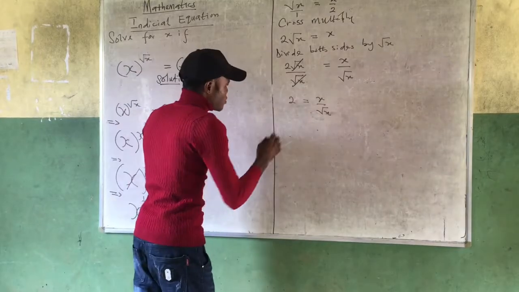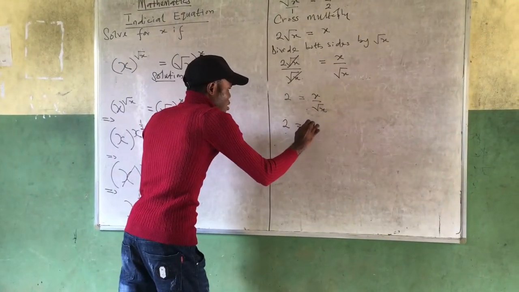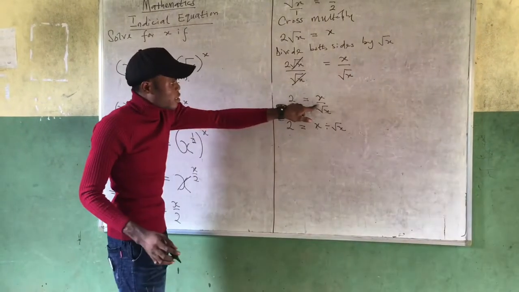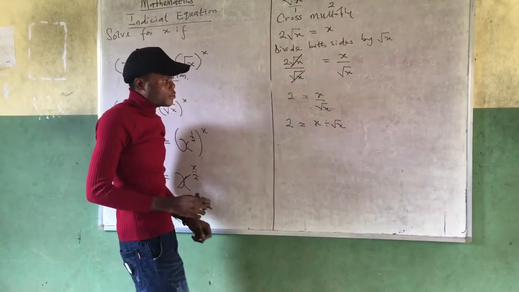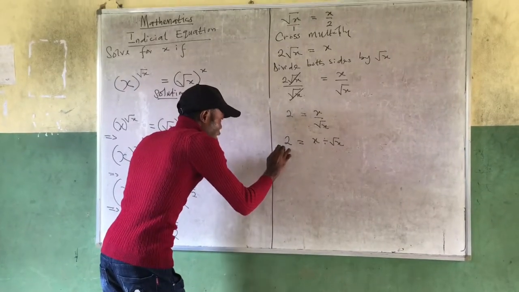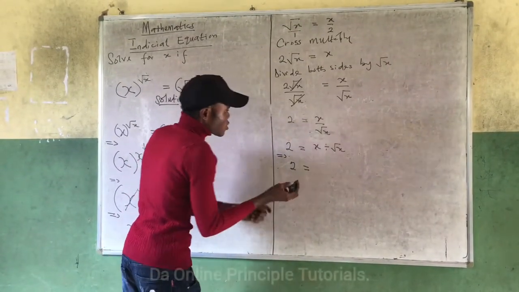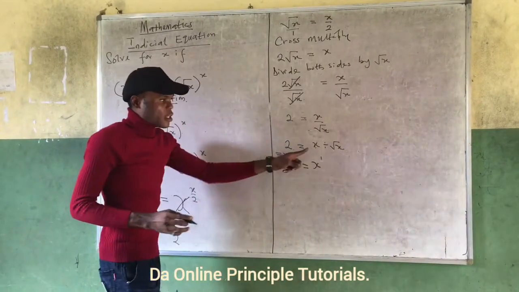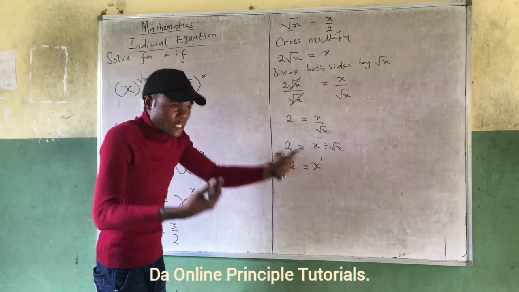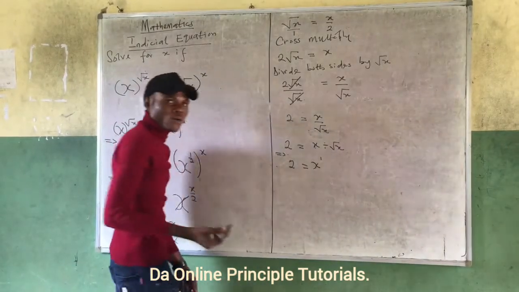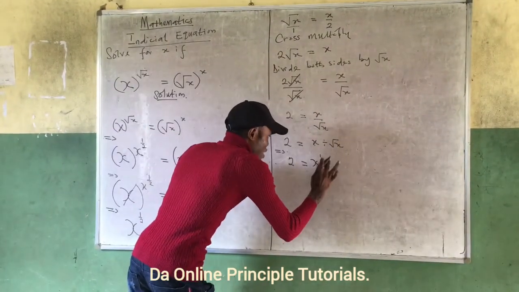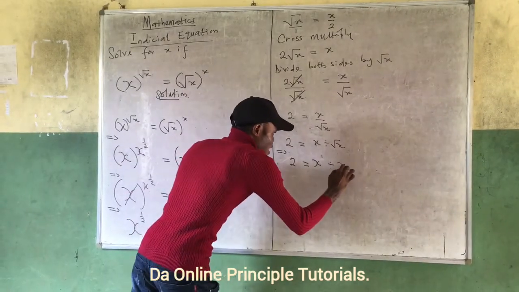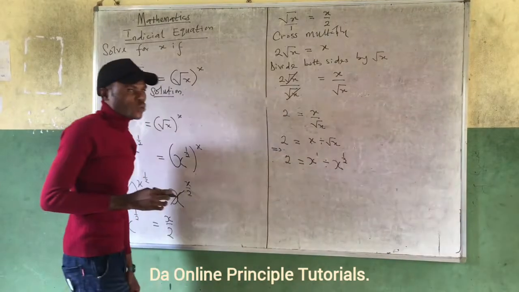Now, let us do something. Let me write this as x divided by root x, using the division sign instead. So this implies that we're going to have 2 equals x raised to power 1, because x in index form is x raised to power 1, divided by root x, which will be written as x raised to power 1 over 2.